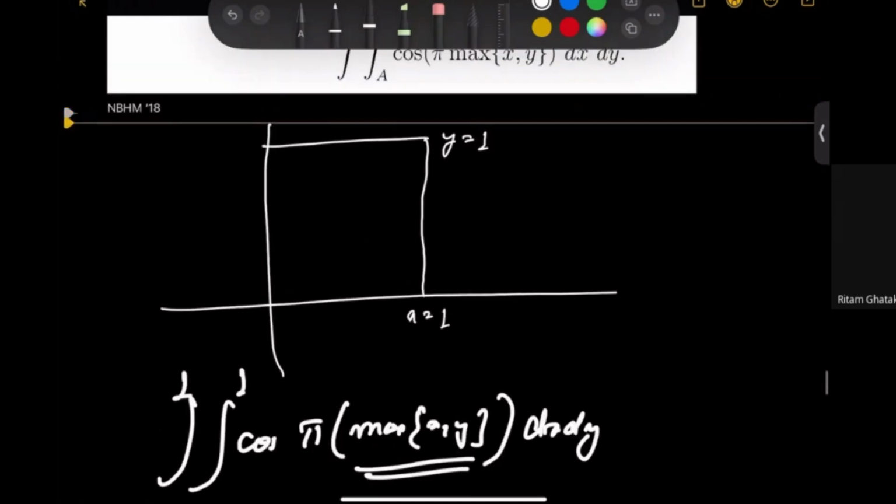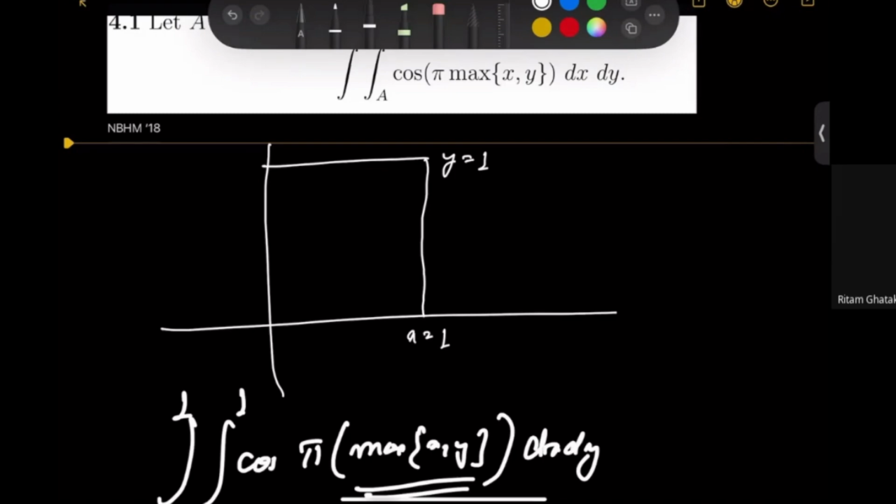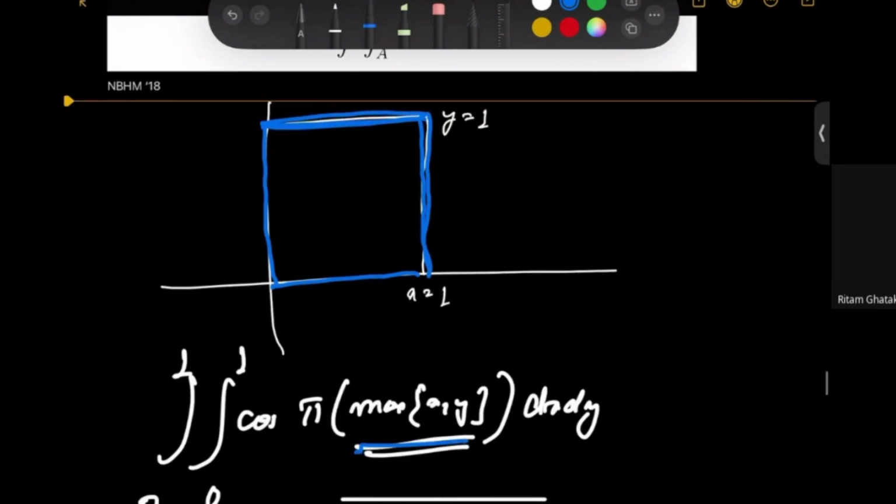Break up this whole unit square that we have into two parts. I'll tell you the number of parts, 2 parts. Break it up such that you can take care of the max function, the max function that is creating trouble for us at the moment. How would you take care of that? By breaking the area into 2 parts.